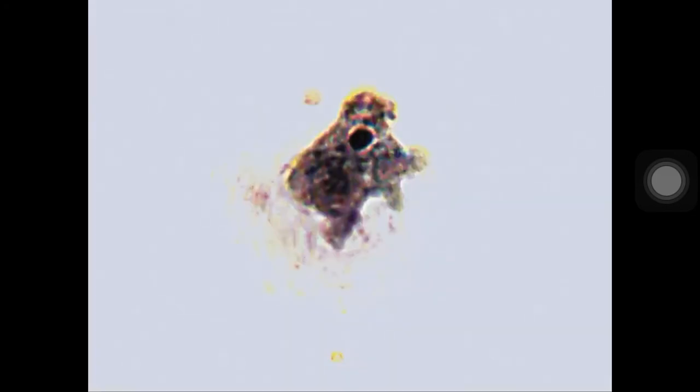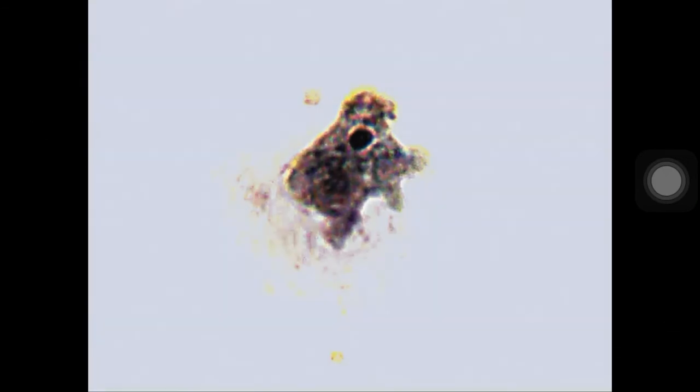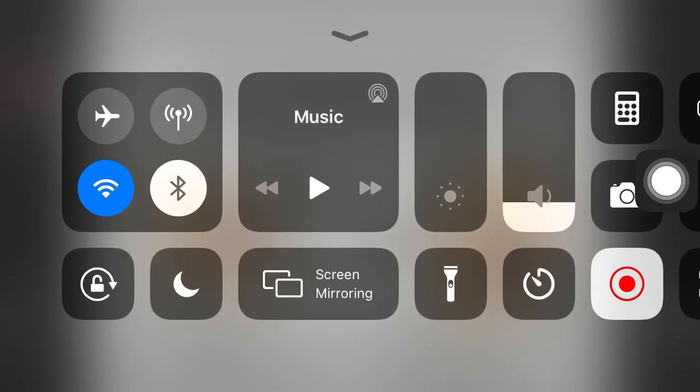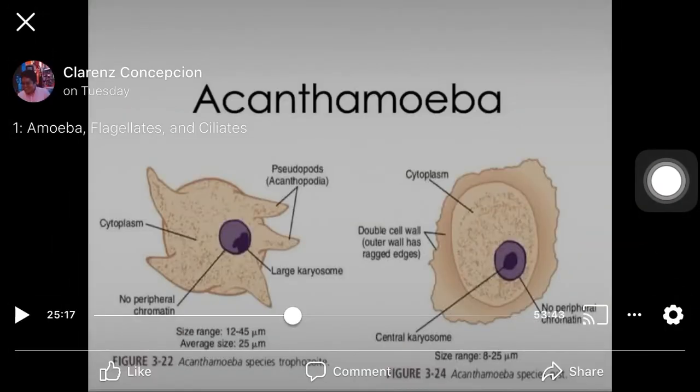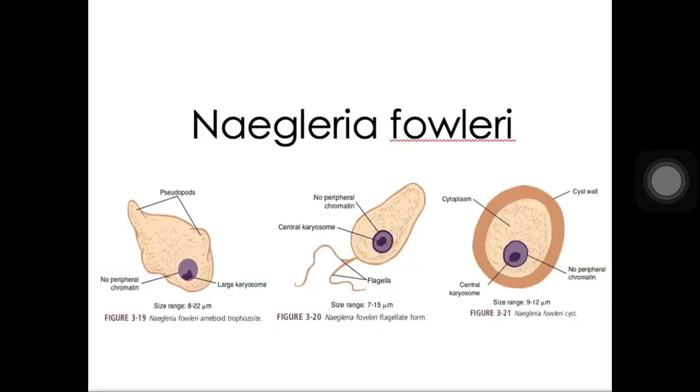Next po tayo. Okay, so this one is, siguro medyo mahirap ma-identify. Pero ito lang po yung nakita kong image sa mga books na binasa ko. And this one is your Naegleria fowleri.